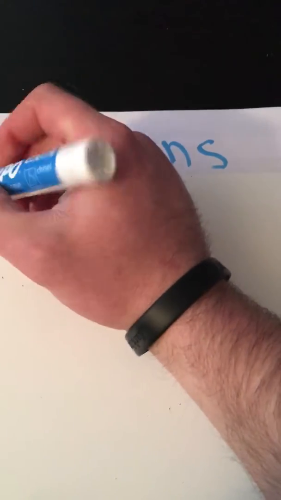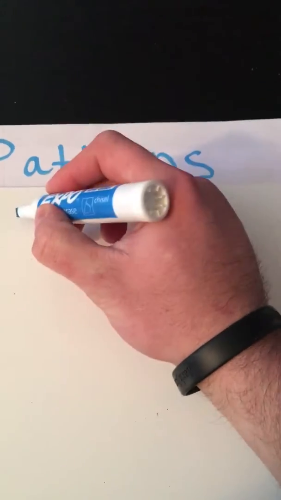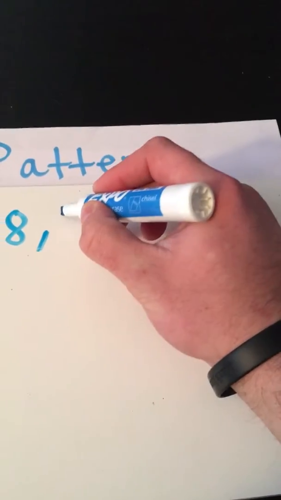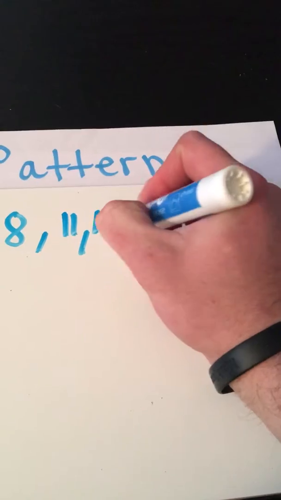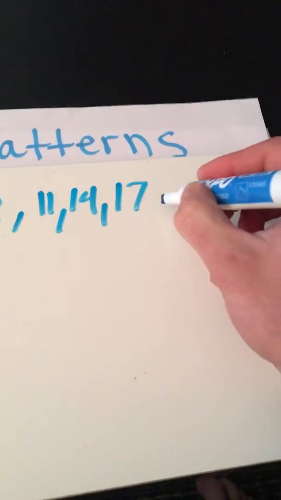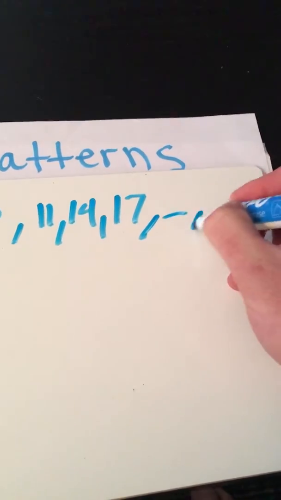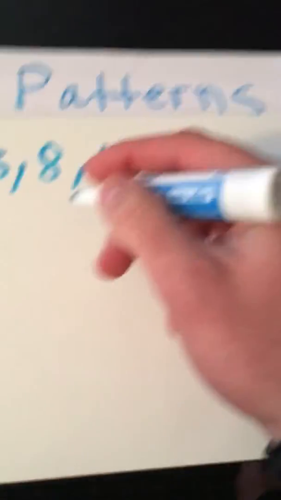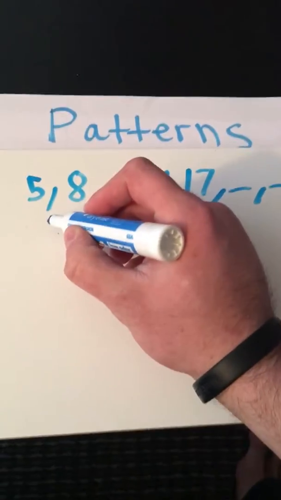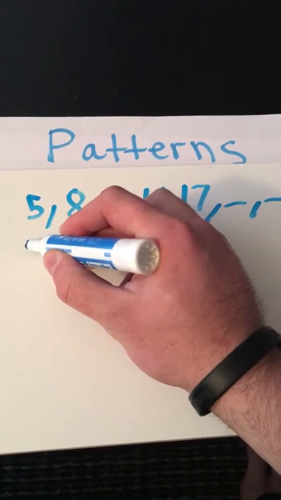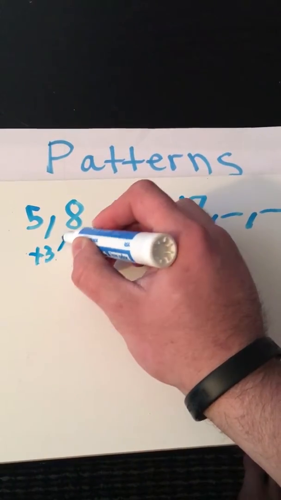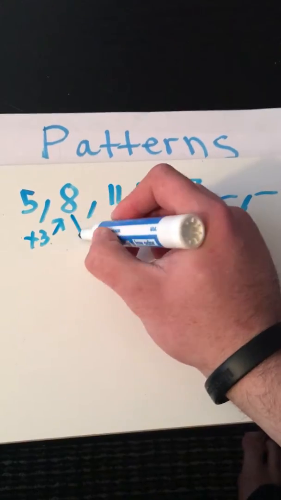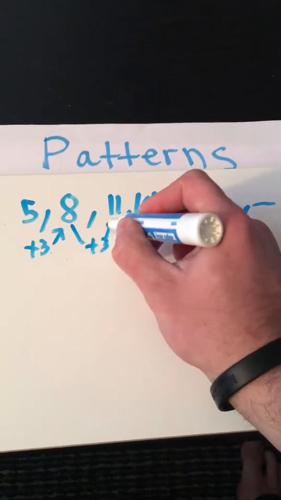So we all know with the number sequence 5, 8, 11, 14, 17 that it's going up by 3 each time because we know 8 minus 5 is 3. So 5 plus 3 is 8. And 8 plus 3 is 11.